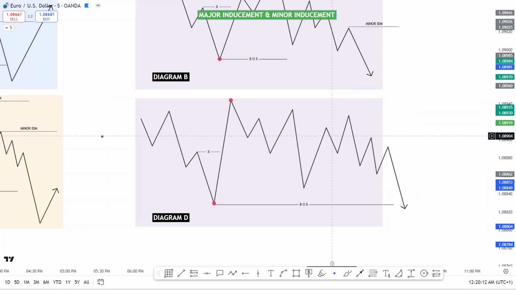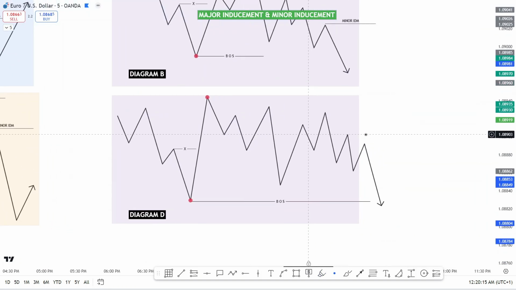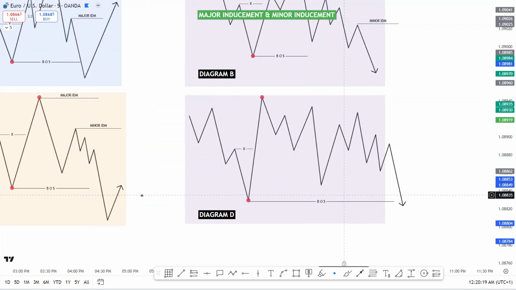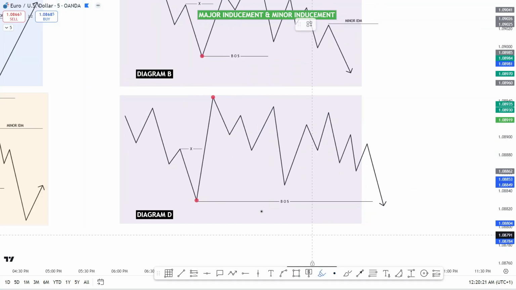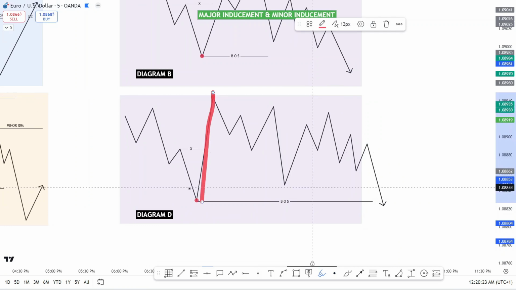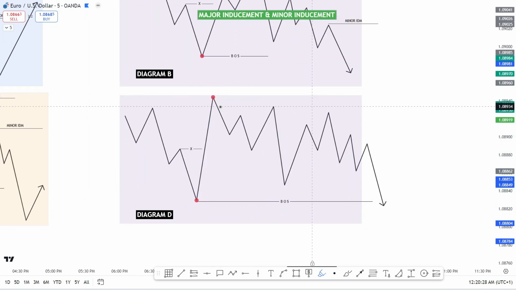So let's go to the last diagram before I show you on the chart. So the first thing that you must pay attention to here as well is the same thing. So this whole thing is a single move to the upside. So we start our analysis from here. Now in this case, this one is quite complex. So I really want you to pay very, very close attention.